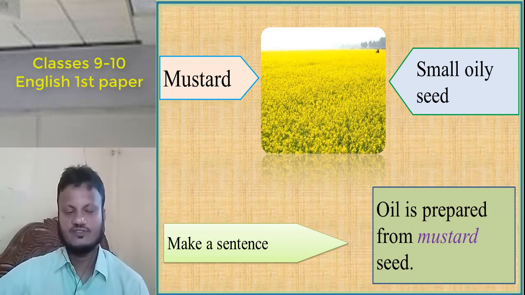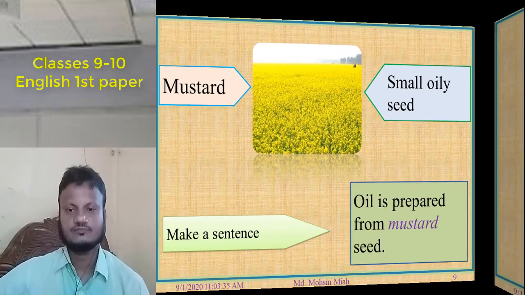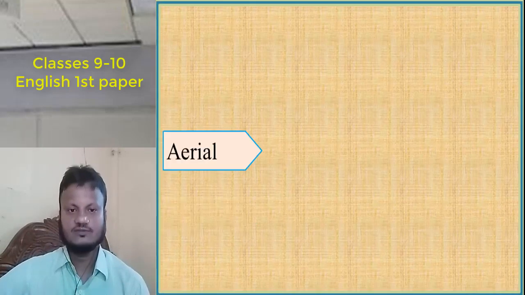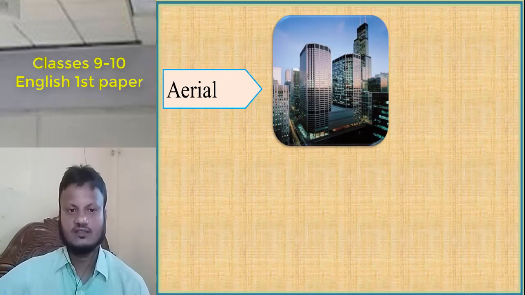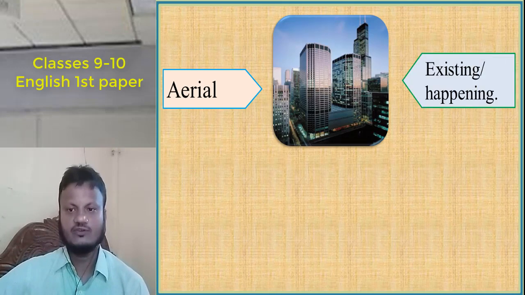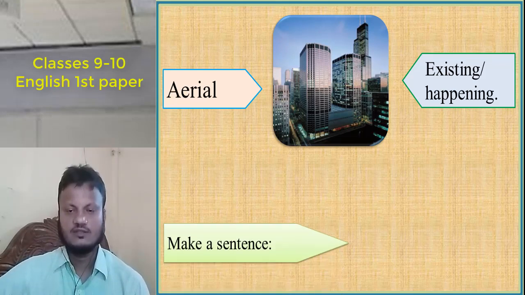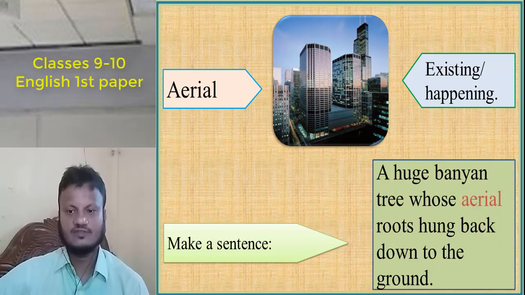And another word, aerial. What is the meaning of aerial? That means existing or happening, bidyoman in Bangla. Okay, now make a sentence with the word aerial. This is a huge banana tree whose aerial roots hang back down to the ground.